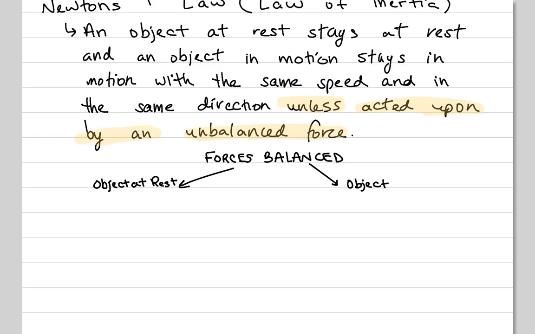Good. So if the object's at rest, its velocity is 0, and if the object's in motion, its velocity is not 0.